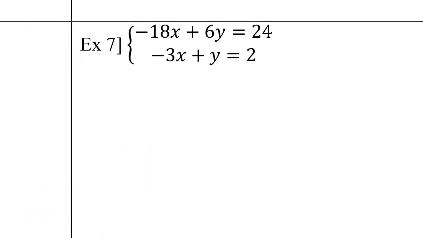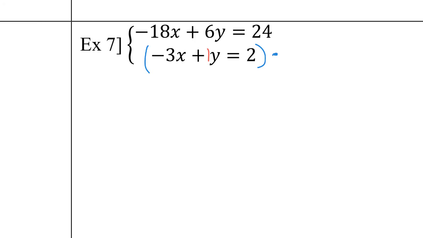Example 7: -18x plus 6y equals 24, -3x plus y equals 2. So I need to multiply by something to make these add to 0, because right now, -18 plus a -3 is -21, and 6 plus 1 makes 7. So you could do either the x's or the y's, but I'm going to do the y's because I know this is a 1. And 1s are easy to make into anything. So I'm going to multiply this bottom equation.